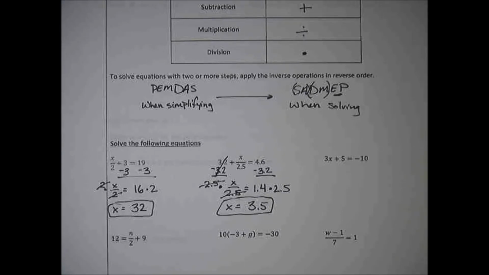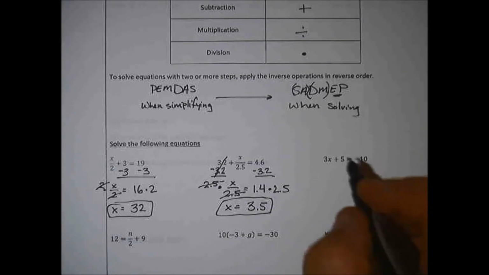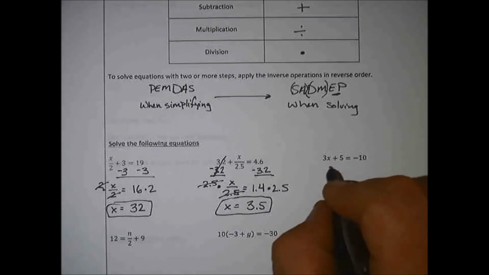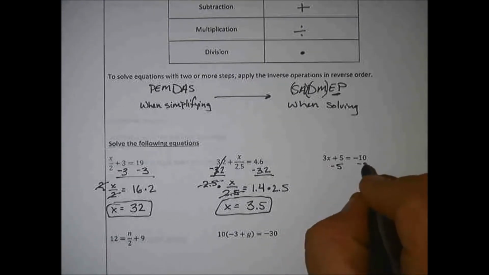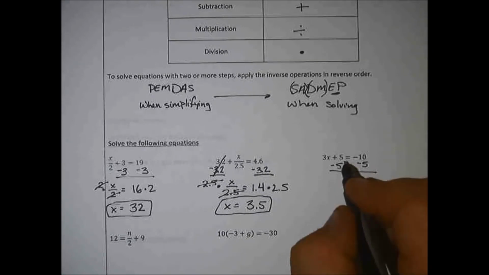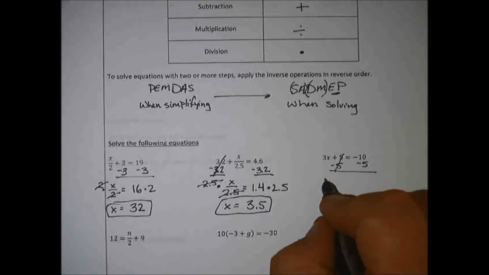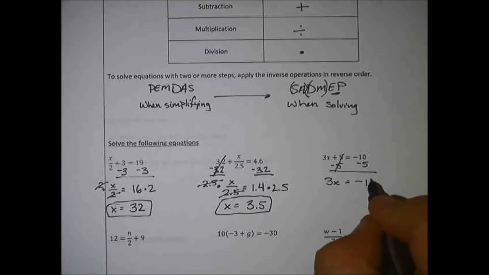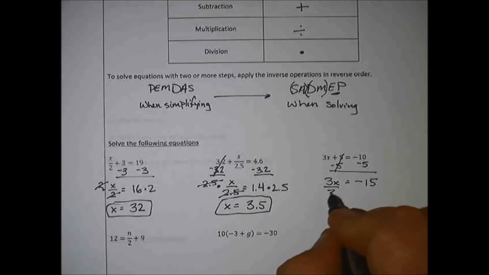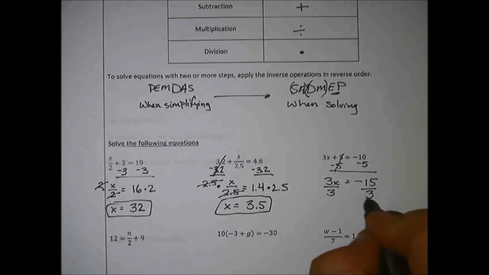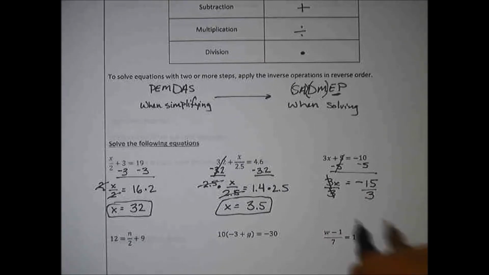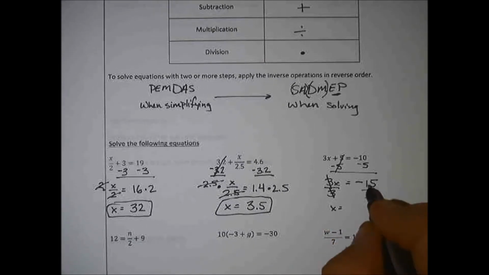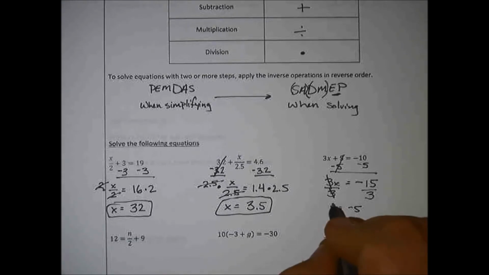Okay. So the biggest thing here that I want to keep track of is my order of operations. Okay. Doing subtraction and addition. Undo that. Undo it on both sides. Okay. 5 minus 5 is 0. 3x equals negative 10 minus 5 is negative 15. Divide by 3 to get rid of that 3 happening to the x. Those cancel out, and we get that x equals negative 15 divided by 3 is, thank you, negative 5.